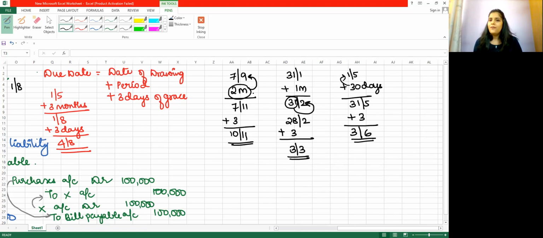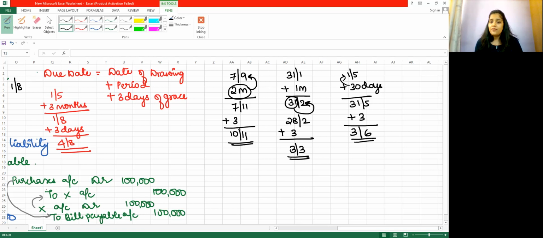So when months are given, you directly add to the months, and then you check if the date is available in the month or not. If the date is not available, then the last day of the month becomes the due date, and then you add 3 days of grace days. And when it is given in days form, you add to the specific days, and then you also add 3 days of extra days.